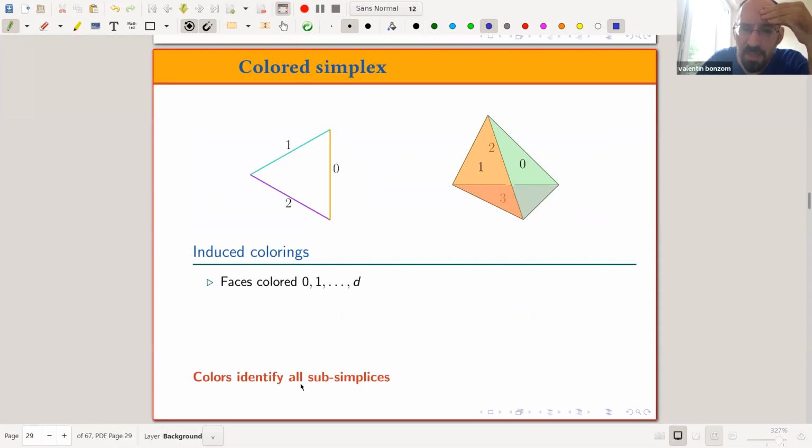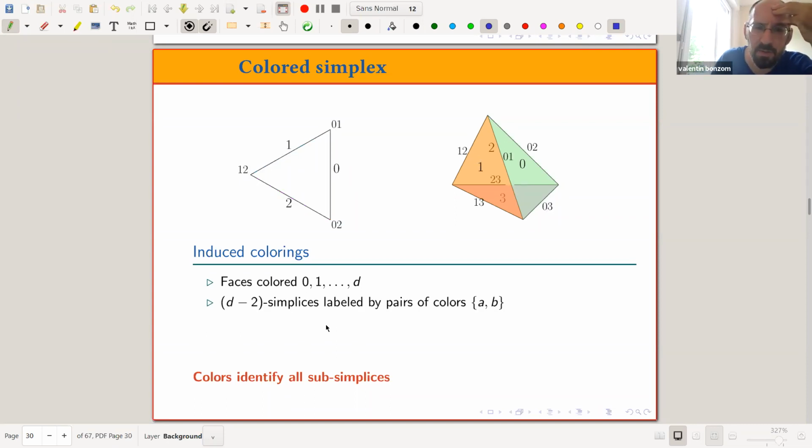So I want to tell you about colored simplices. I think it's an interesting exercise to understand them. A colored simplex is basically a simplex where the faces are colored with a color from 0 to D. So here's a colored triangle. Here's a colored tetrahedron with colors 0, 1, 2, 3. The faces are colored 0, 1 to D, and the vertices of the triangle are shared by two edges, so you can label each with a pair of colors. And here is the case of edges of the tetrahedron. Each is shared by two triangles.